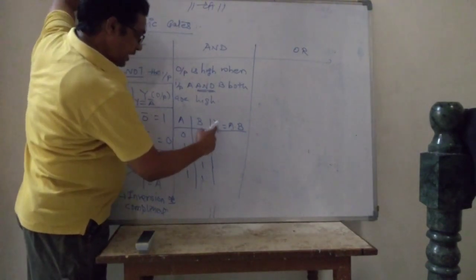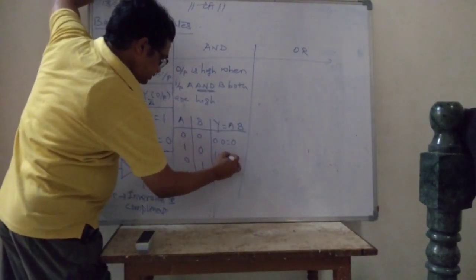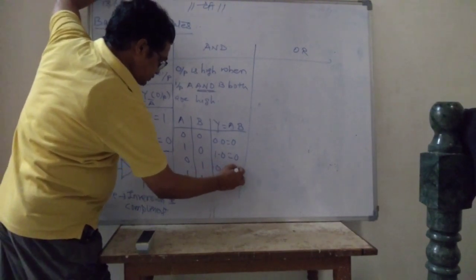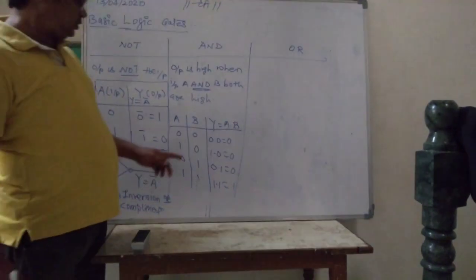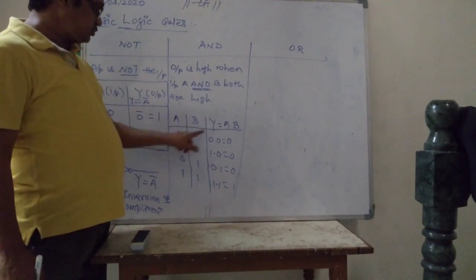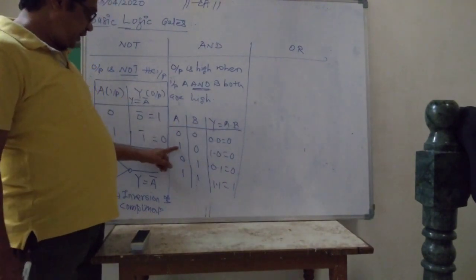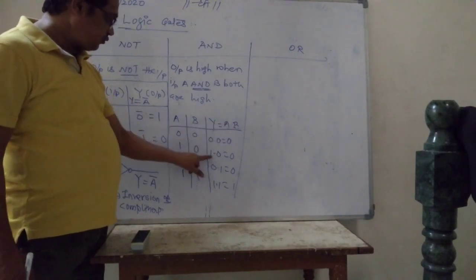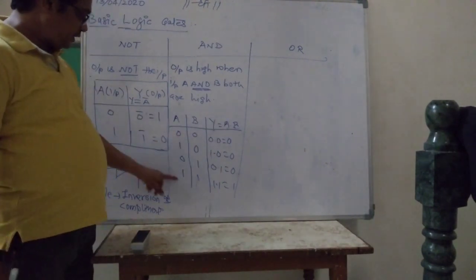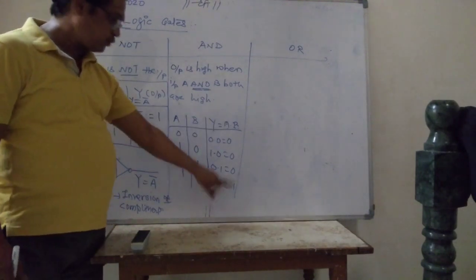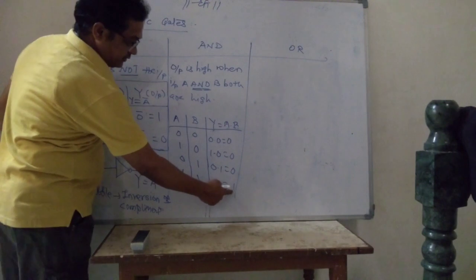So Y is A dot B. 0.0 is equal to 0, 1.0 is equal to 0, 0.1 is equal to 0, 1.1 is equal to 1. So A dot B is the output. A is 0, B is 0, 0.0 is 0; A is 1, B is 0, 1.0 is 0; A is 0, B is 1, 0.1 is 0; A is 1, B is 1, 1.1 is 1. So this output is high, 1. High means 1.